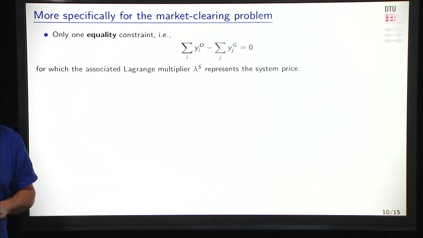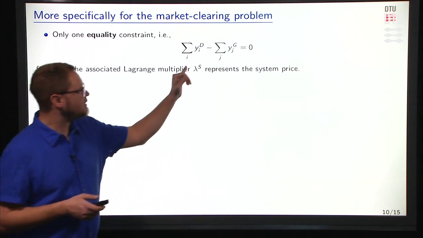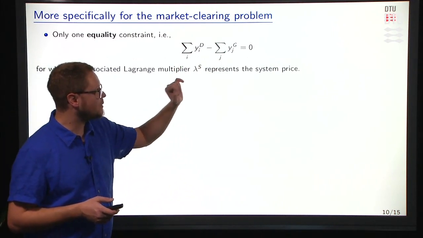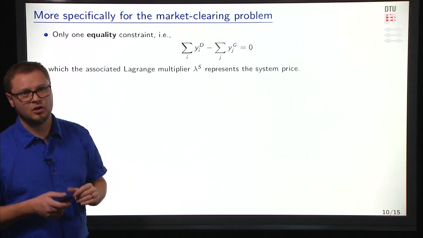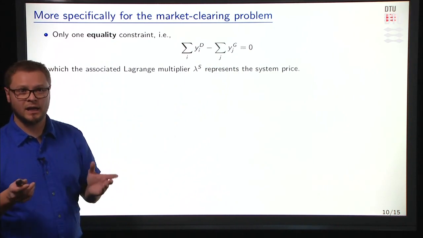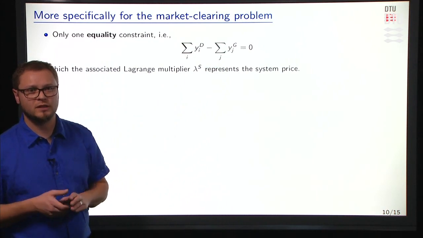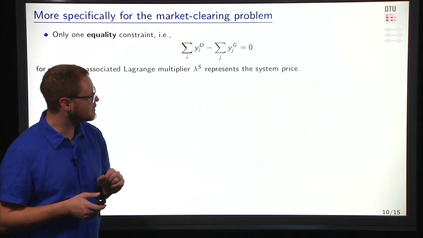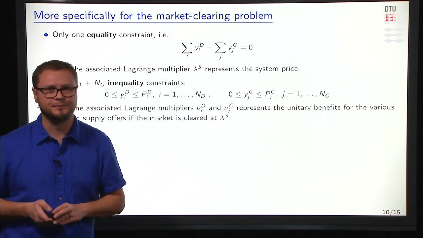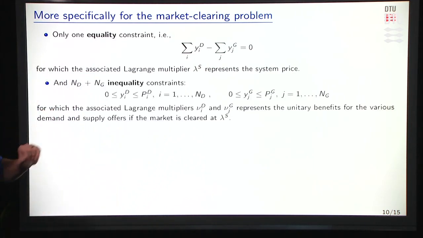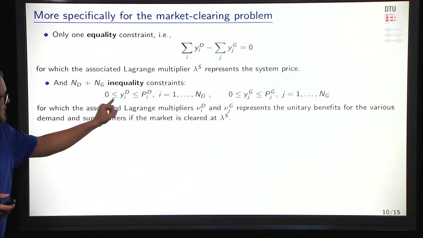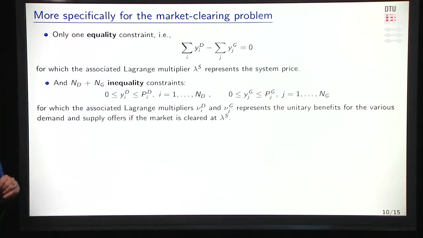As explained, we have here only one equality constraint, and remember, this equality constraint is related to the fact that the sum of the consumption minus the sum of generation should be equal to 0. Again, lambda s, the dual variable, the Lagrange multiplier associated to this equality constraint will represent the system price. Then for the nus, they are related to the nd plus ng inequality constraints, which represent the fact that the scheduled quantities should be between 0 and the original offers for all the consumers and all the producers.